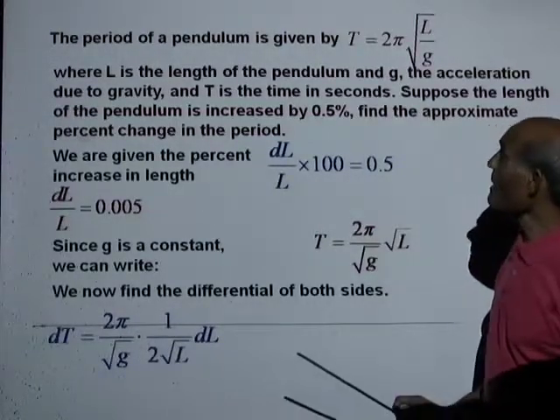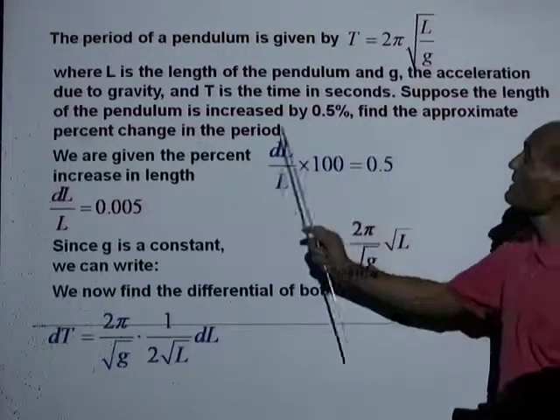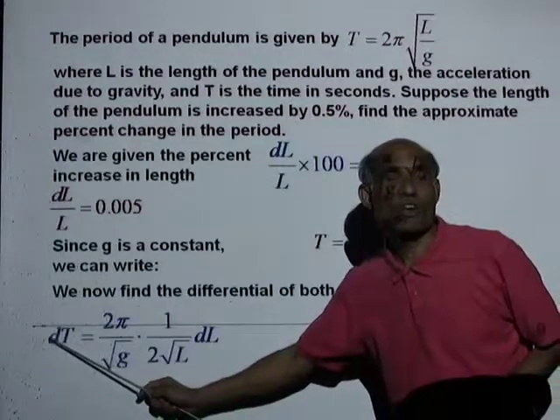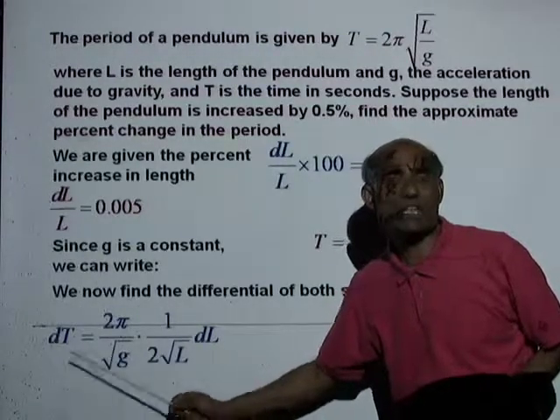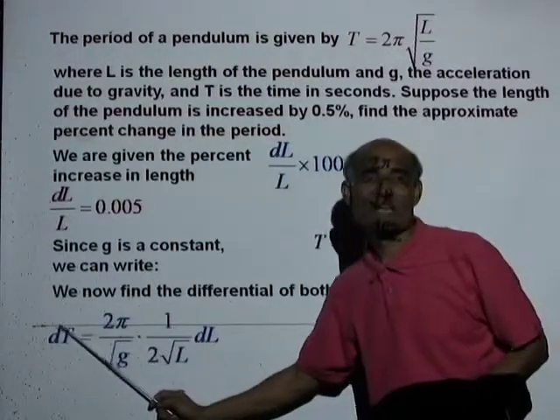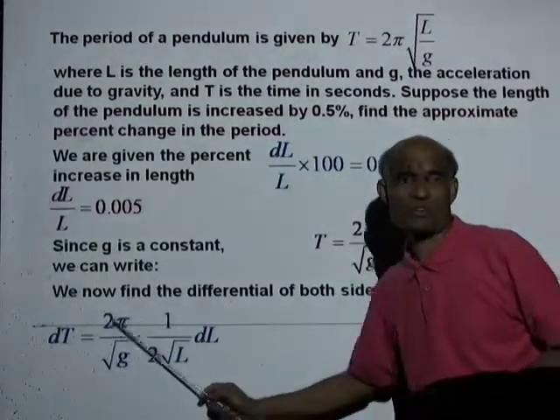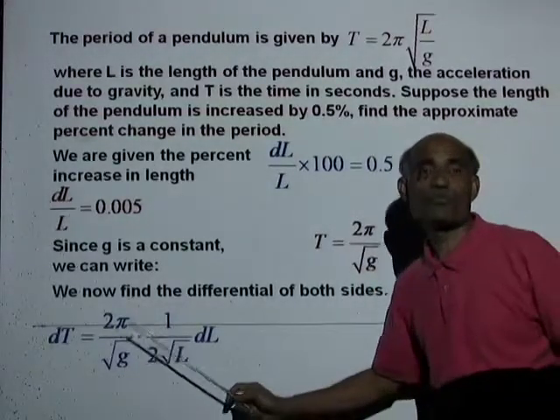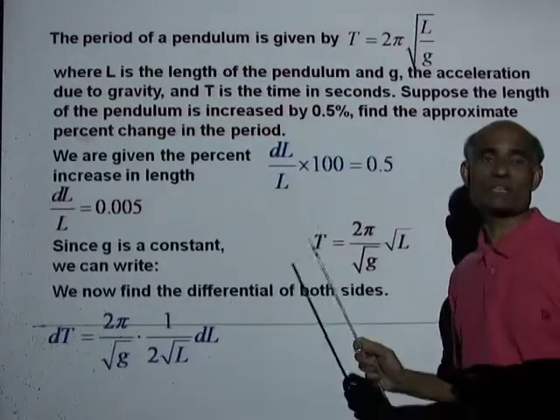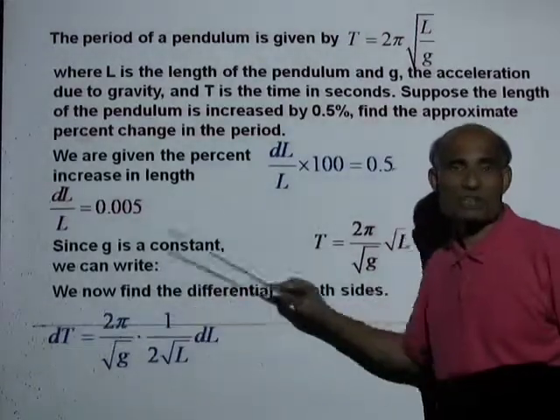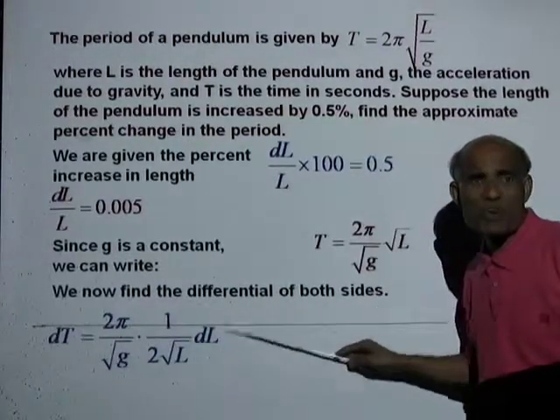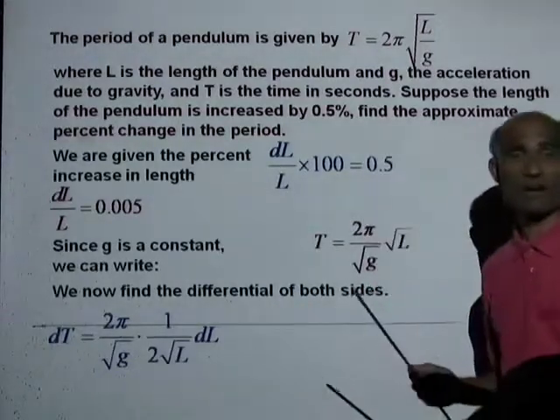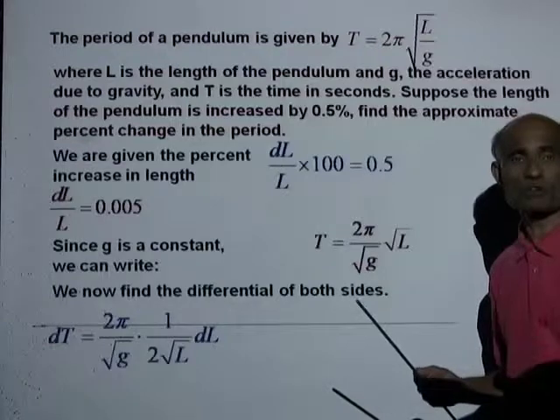Well, what are we looking for? We want to find the percent change in the period. We're looking for dT divided by T multiplied by 100. Now, can you use this equation? Look at this. This is dT and this is T. Can you write what is dT divided by T? dT divided by T will be this quantity divided by that quantity. Can you write that and simplify? All right, try and do it on your own.